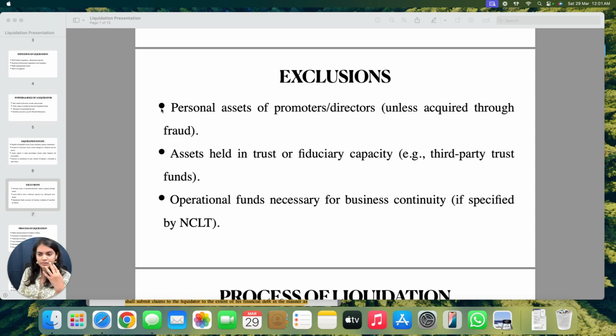As I've just told you, the liquidator is empowered to access various registries, information utilities, credit facilities and other institutions. So supposing there is a land that is purported to be of the corporate debtor, then the liquidator is required to verify if there is substantial documentation to actually prove that that asset belongs to the corporate debtor.